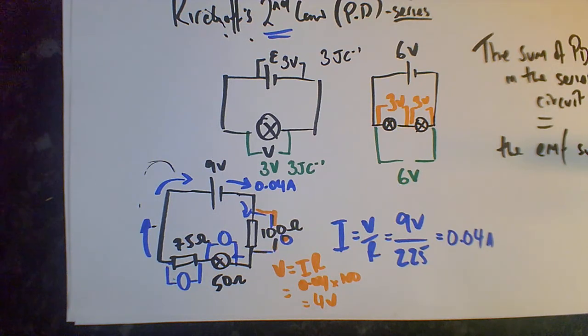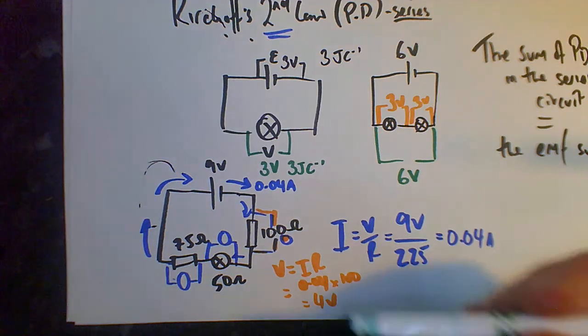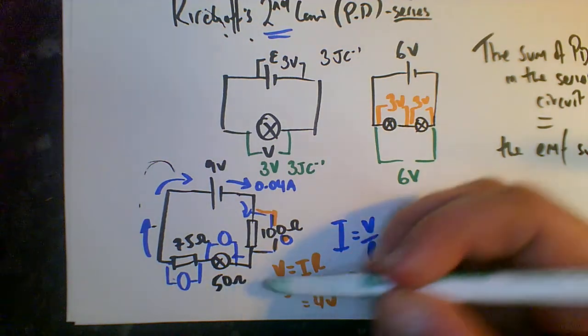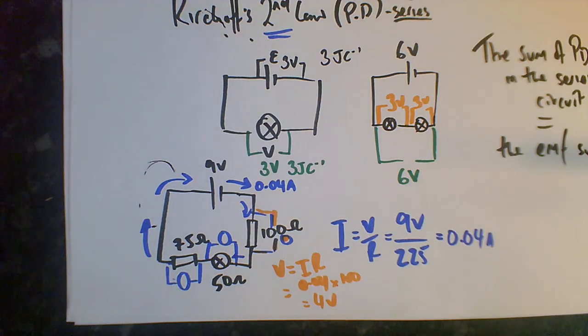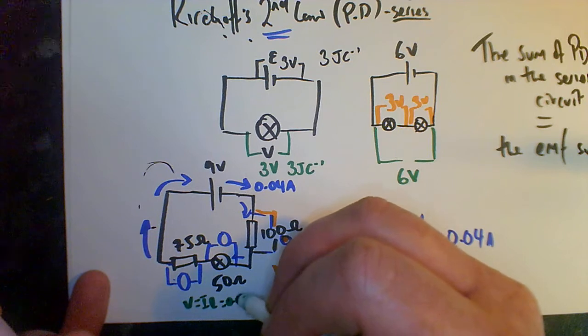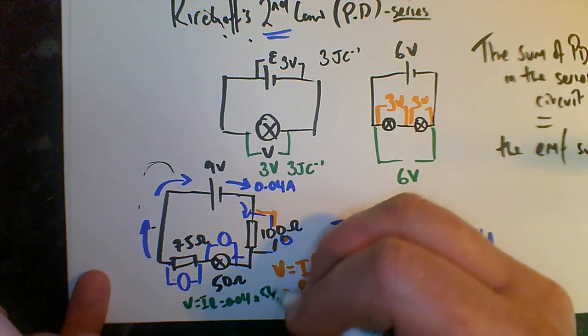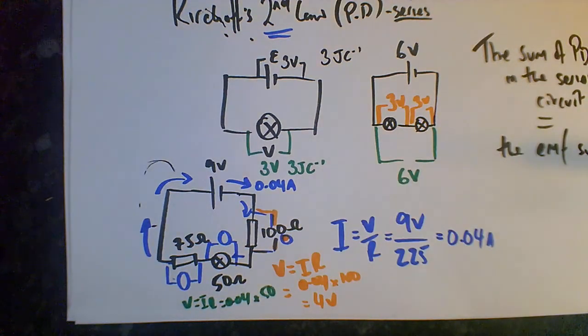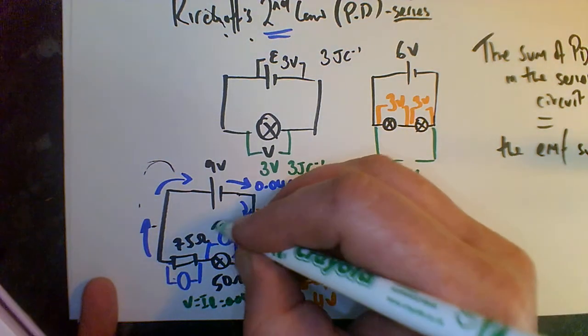Okay, so if that's 4 volts, let's calculate the second one. Hopefully you know that it's half the resistance, so it should be half the PD, but let's calculate it. We've got V equals IR equals 0.04 times by 50, which should equal 2. So we've got 2 volts across here.